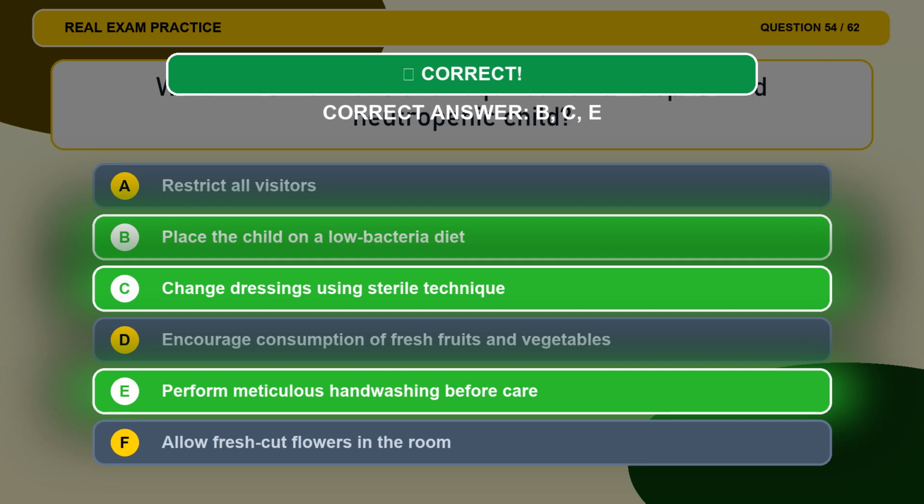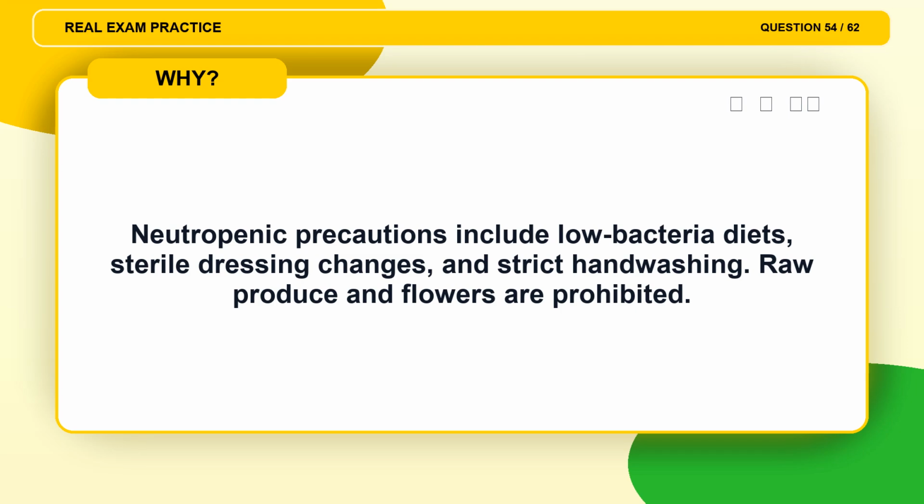The correct answers are options B and C and E. Place the child on a low-bacteria diet. Change dressings using sterile technique. Perform meticulous handwashing before care. Neutropenic precautions include low-bacteria diets, sterile dressing changes, and strict handwashing. Raw produce and flowers are prohibited.